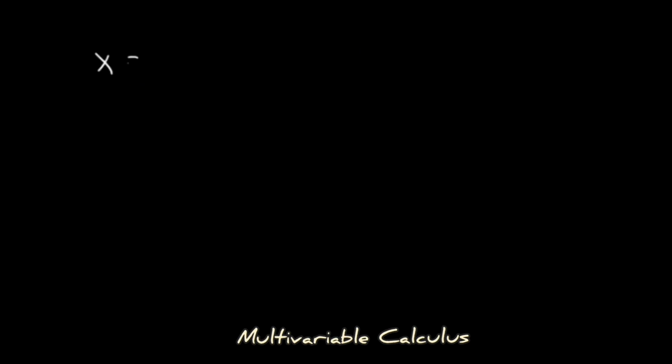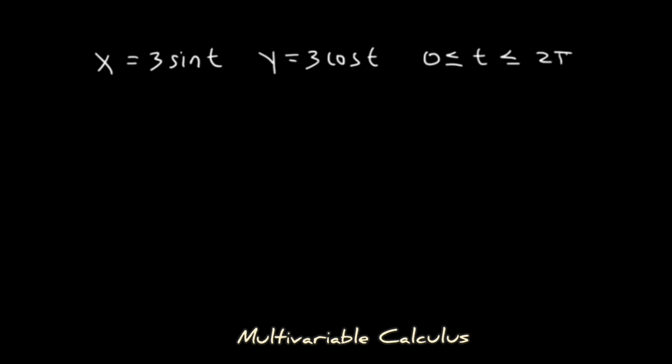Let's say that x is equal to 3 sine t, and y is equal to 3 cosine t. And let's say t is between 0 and 2 pi. Eliminate the parameter and graph the equation. Now for this particular problem, it's helpful to know that sine squared plus cosine squared is equal to 1. Using this equation will make it a lot easier.